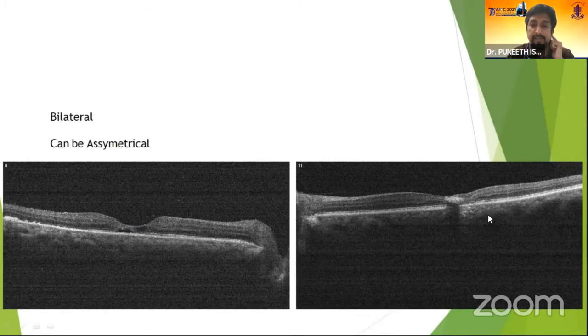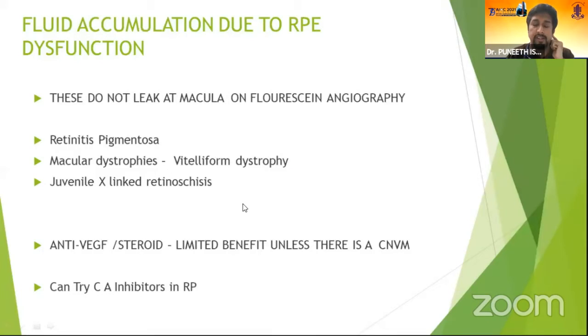One thing about Mactel is it is almost always bilateral, though it may be present to different extents in both the eyes. So that gives you a clue if there is Mactel or not. There are some conditions where you find fluid in the retina, but they do not leak on angiography. This is because mainly the RPE is not functioning and is not pumping out the normal fluid. You will see it in retinitis pigmentosa, macular dystrophies, and X-linked retinoschisis.